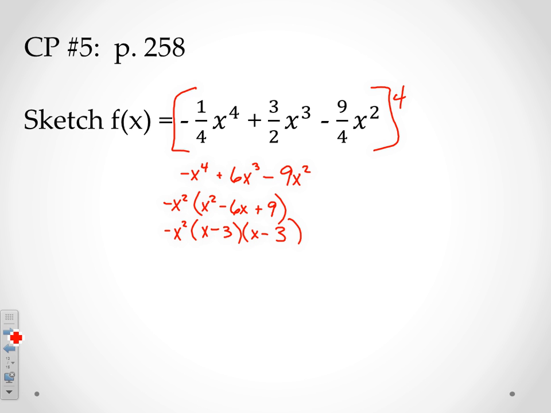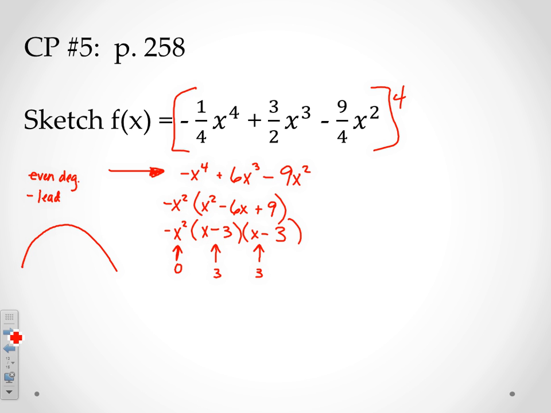And now I can find I have a 0 at 0, I have a 0 at 3, and again it's going to be that repeated 0 at another 3. Taking a look at my tendencies, okay, back to focusing on this line. I have an even degree, and I have a negative lead. So an even degree and a negative lead, it's going to be an upside downish parabola-y thingish.